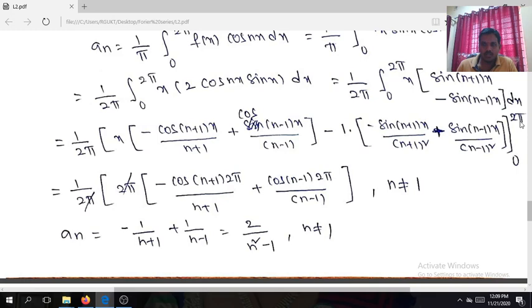Okay, if you go for 2 pi into cos of minus n plus 1 into 2 pi divided by n plus 1 plus cos of n minus 1 into 2 pi divided by n minus 1. If you write the 0, minus cos into 0, cos 0 is minus 1 divided by n plus 1.